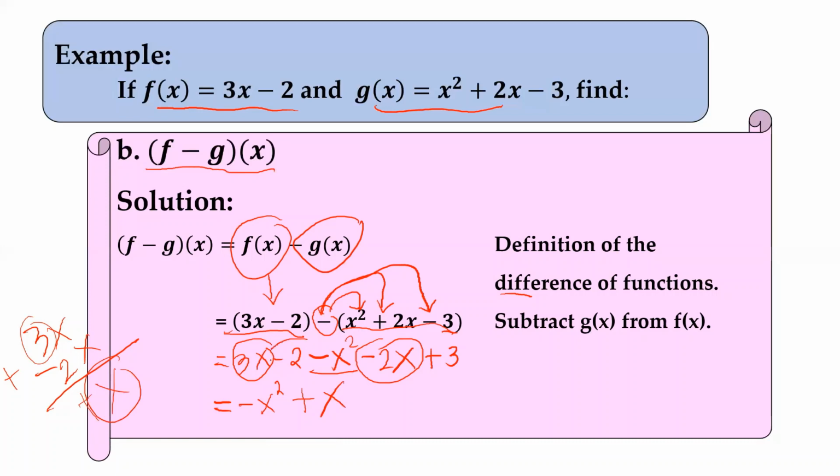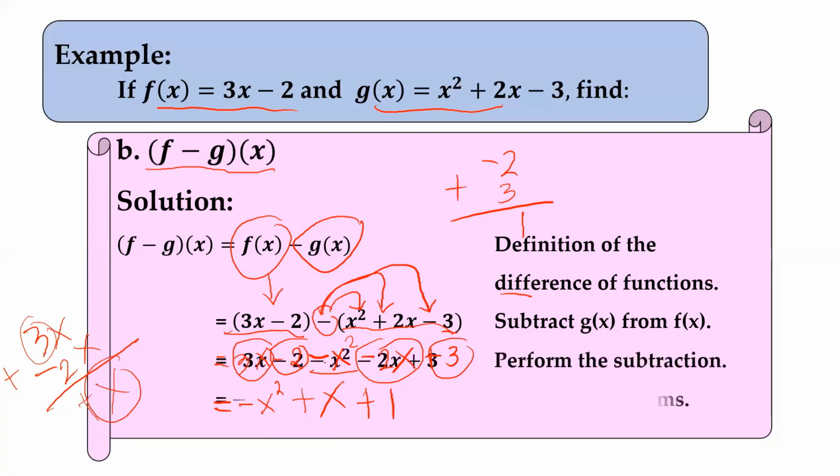Then, negative 2 plus 3. Again, add the numbers, then copy the sign of the biggest number. 3 is bigger, positive, therefore, the answer is positive 1. Final answer, negative x squared plus x plus 1. Okay, let's check. Negative x squared plus x plus 1.